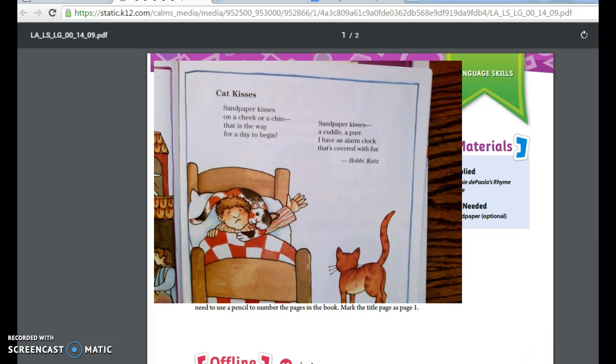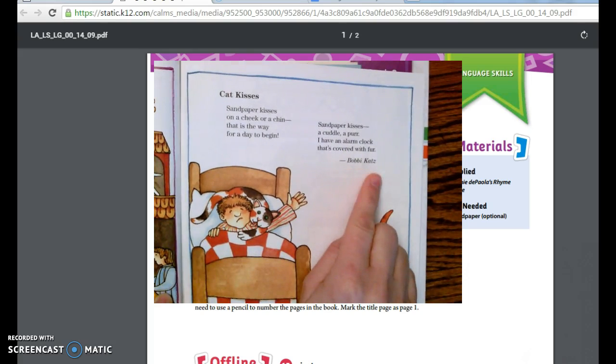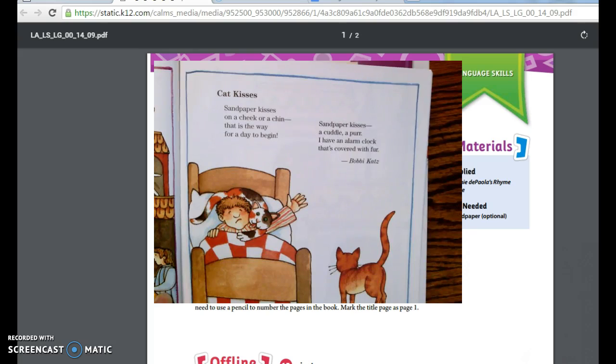The title of the poem is Cat Kisses. The author of the poem is Bobby Katz. Bobby Katz is the author. That means that Bobby Katz wrote this poem, wrote the words of the poem.